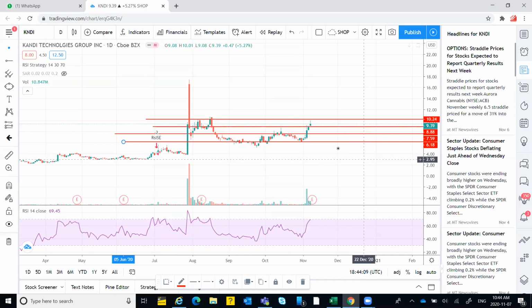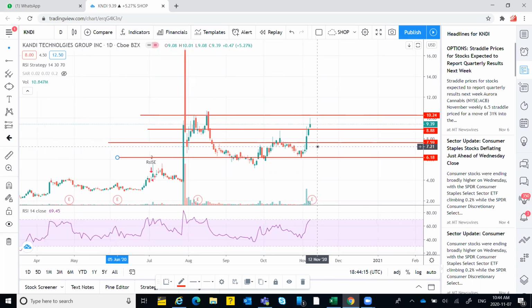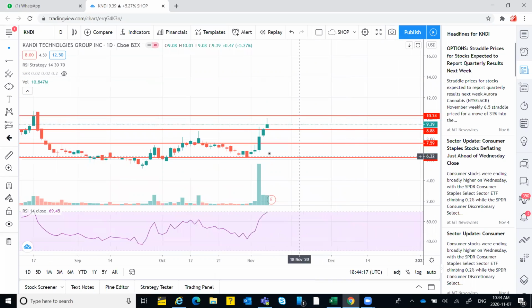So it's time to book the profits here. You can see the shape of the candle, the upside price rejection, as compared to the previous candle. Look at the shape of the previous candle. It was a big green candle. Although there's upside rejection, the candle itself was very green, and the volumes were high. Next day, a positive green candle.